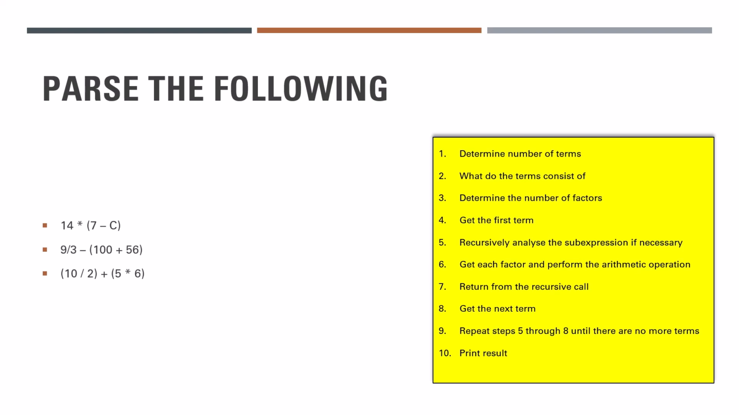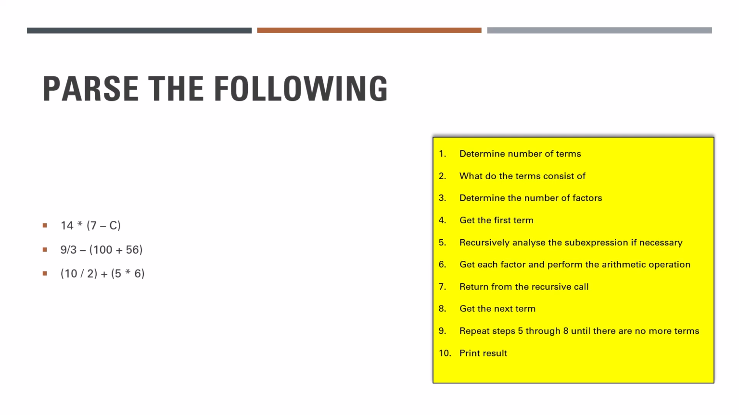Then repeat steps 5 through 8. So again, we recursively analyze the sub-expression, get each factor. That's 5 and 6. Perform the multiplication. Return to get the next term. There's no term, so we print the result.